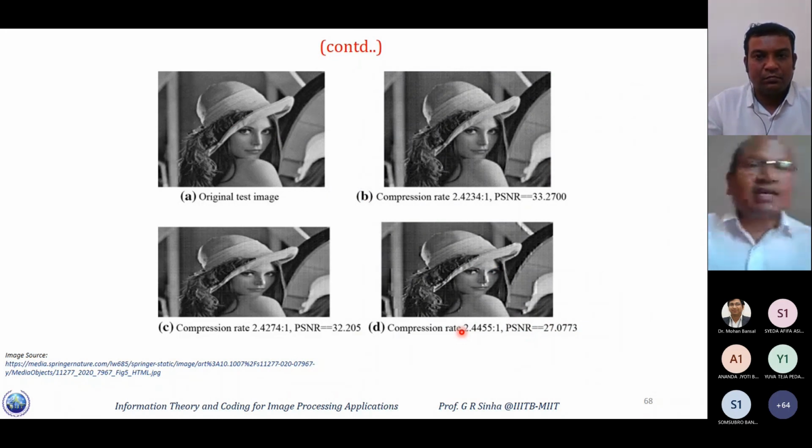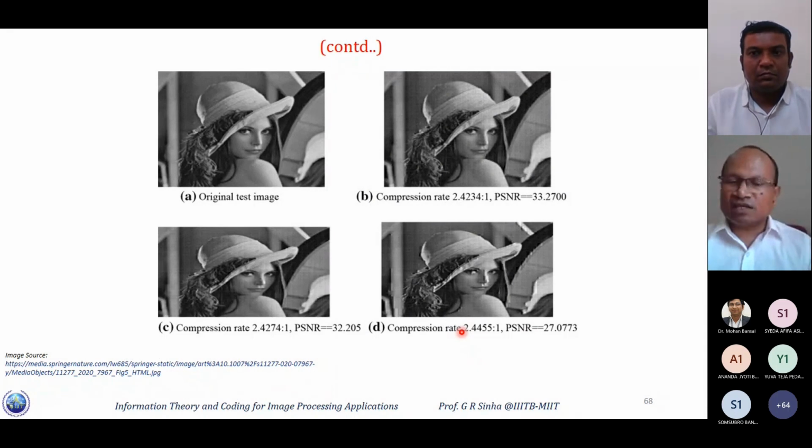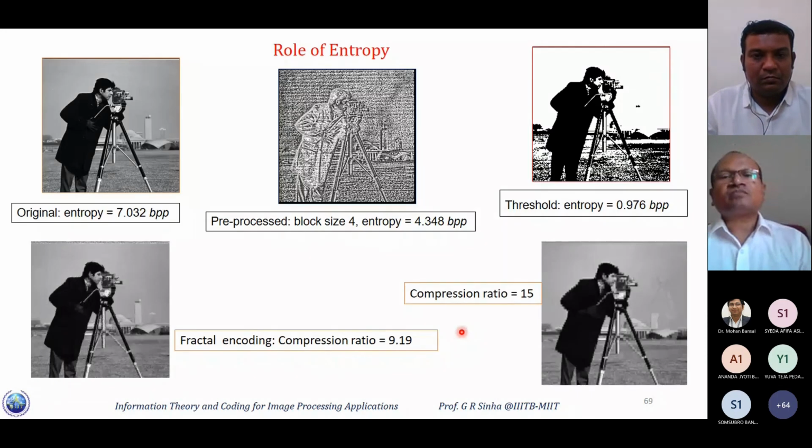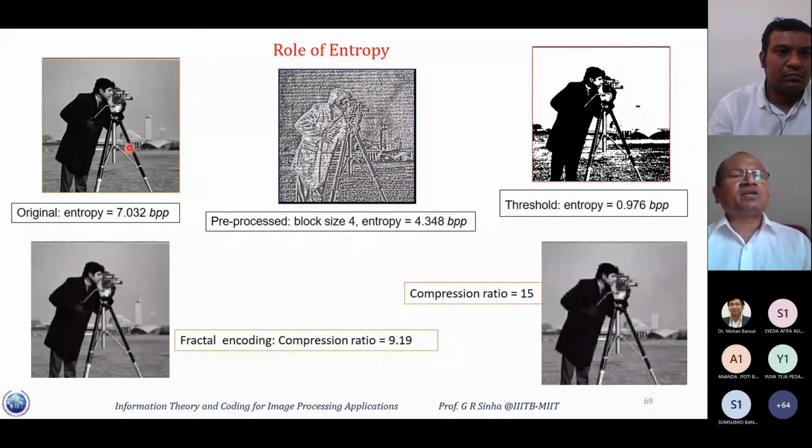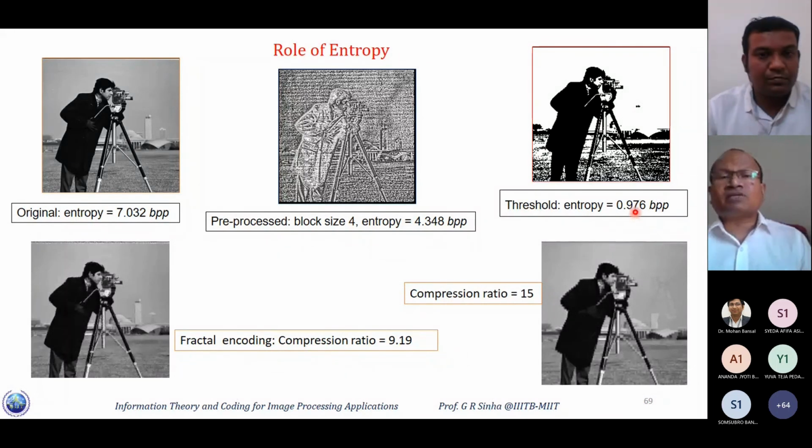So there is a fidelity criterion, or a metric, by which you can assess the compression technique, how well it is working. This is another example you see in terms of entropy. In this picture, 7.032 bits per pixel were used in order to represent this image. But when you see here 0.976 bits per pixel, what will happen? The picture quality is degrading, but of course it is compressed.